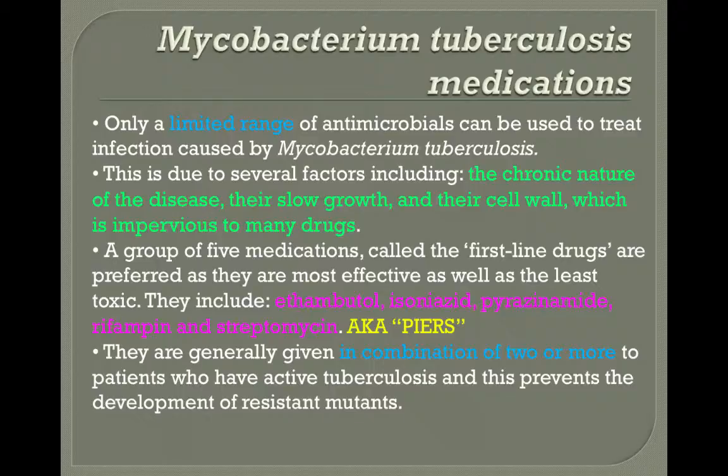They include ethambutol, isoniazid, pyrazinamide, rifampin, and streptomycin. They're commonly referred to as PIRES. So you get diagnosed with tuberculosis and you immediately go on all 5 of these medications daily. So you're on PIRES. This is the first line.